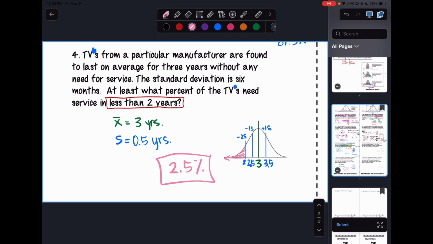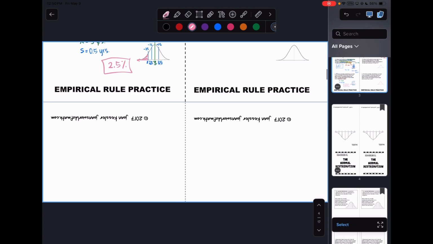No? So they're saying that there should be very few TVs that actually require service before 2 years. Only 2.5% of what they manufacture needs servicing before 2 years. In the same way, if it's a normal distribution, there will be very few TVs that would need more than 4 years before they need a service. Does that make sense? Yep. Okay. All right. Number 5.